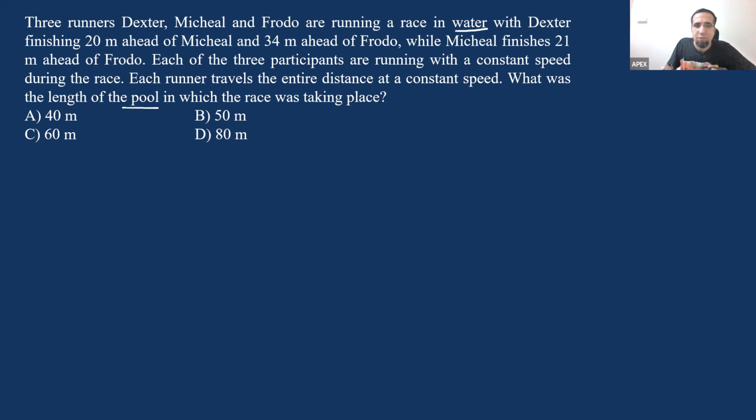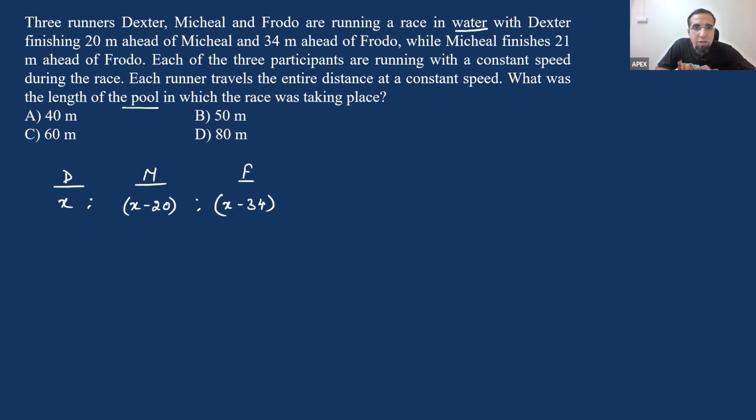It's a normal linear race. If it's a linear race, we remember this model. Dexter finishes 20 meters ahead of Michael, which means in the time in which Dexter covers x meters, Michael covers x minus 20 meters. This is nothing but Dexter beats Michael by 20 meters. And Frodo by 34 meters, which means x minus 34 is the distance covered by Frodo. In races, we assume time is constant. When time is constant, the ratio of distances is directly proportional to the ratio of their speeds.